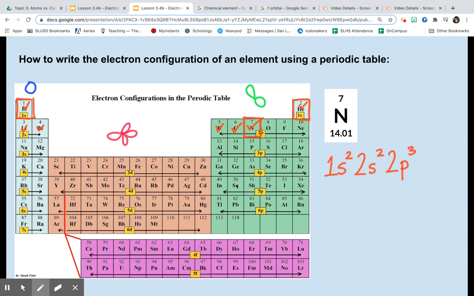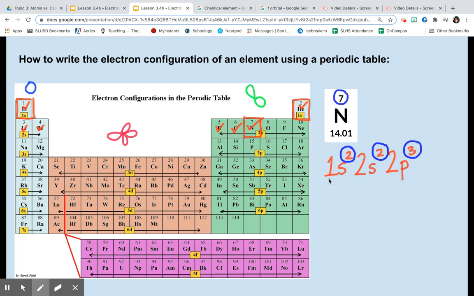So if I double check what I know about the Bohr model, and that is that nitrogen has 7 electrons, if I did everything correctly, and I count up all the exponent numbers, I should have 7 electrons as well. So 2 plus 2 is 4, 4 plus 3 is 7. So 7 electrons, that checks out, right?